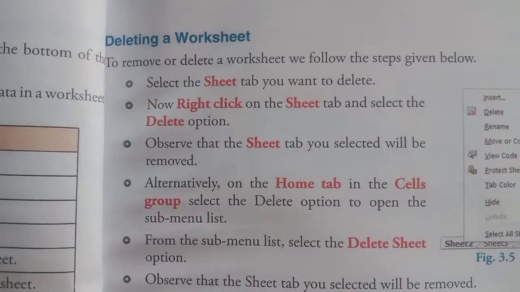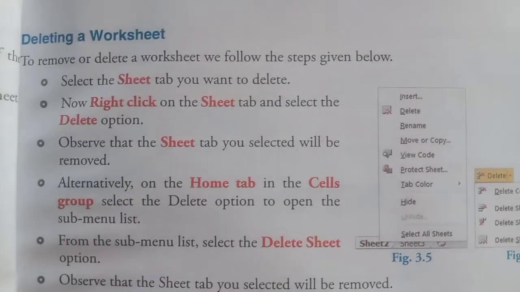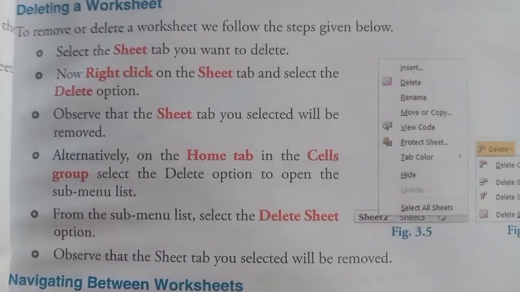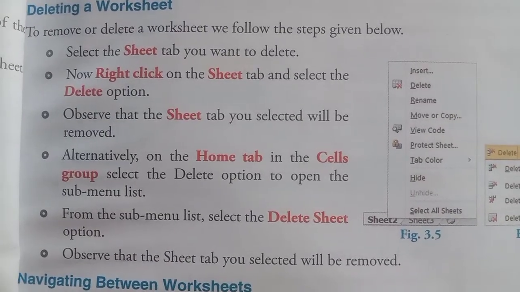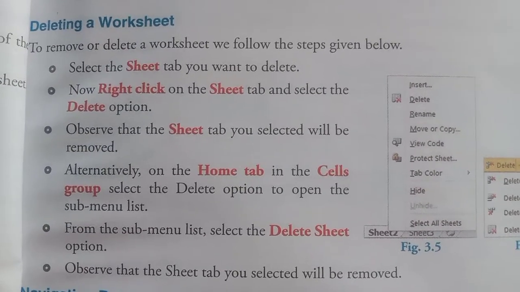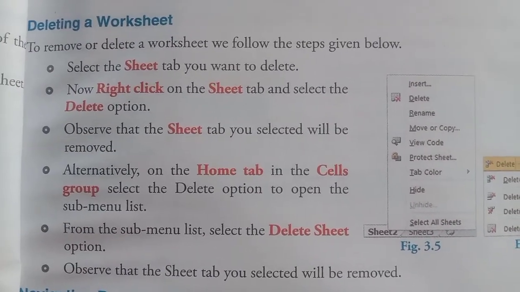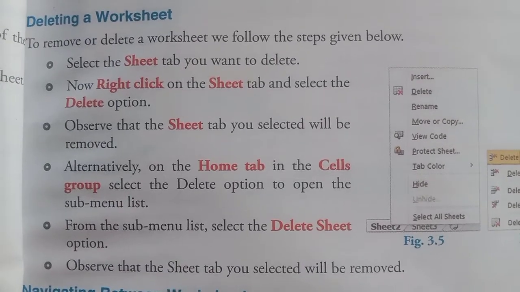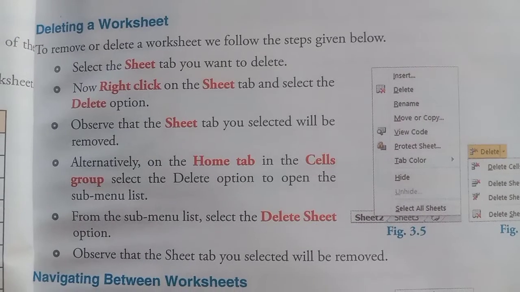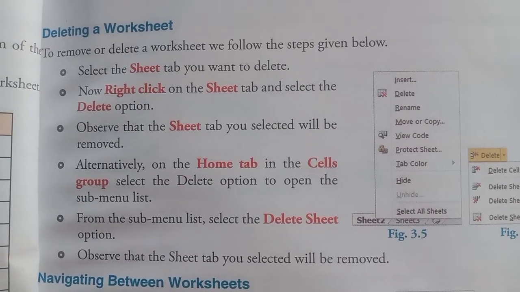Deleting a worksheet. To remove or delete a worksheet, we have to follow the steps given below. Delete. These are the options. After telling these options, I will tell you a shortcut method, right? These shortcut methods are not written in your books. So deleting a worksheet: to remove or delete a worksheet, we have to follow the steps given below.